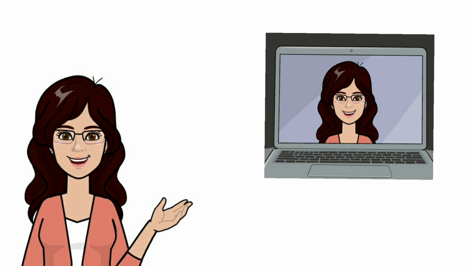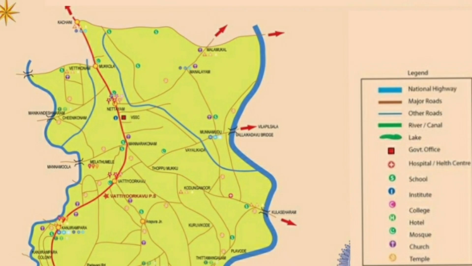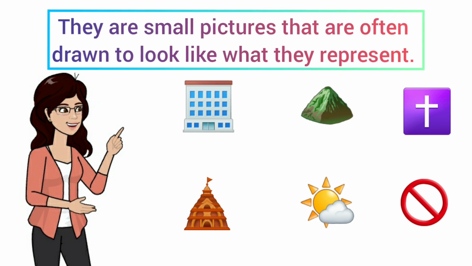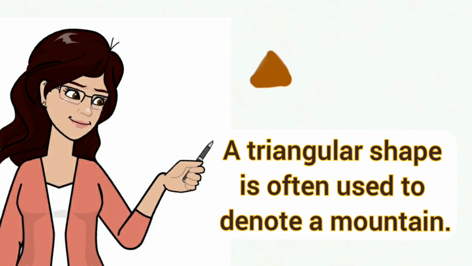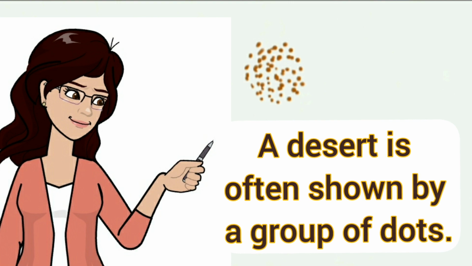So let us start our today's class on the topic symbols. Here I am talking about the symbols that are used on a map. They help us to understand the information given on it. They are small pictures that are often drawn to look like what they represent. For example, a triangular shape is often used to denote a mountain. A desert is shown by a group of dots that might look a little bit like sand, and so on.